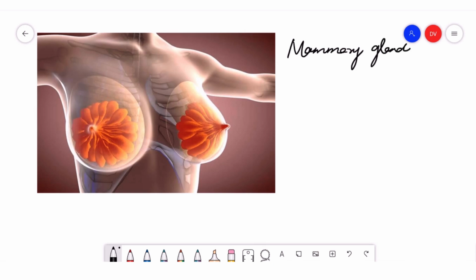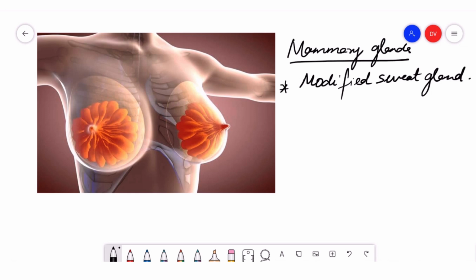Alright guys, what is the very first thing which you have to know? What are these mammary glands first of all? Of course they are modified sweat glands. That is the one important thing which you have to know. They might ask you whether it's a modified sweat or sebaceous gland. Of course, it's a modified sweat gland.